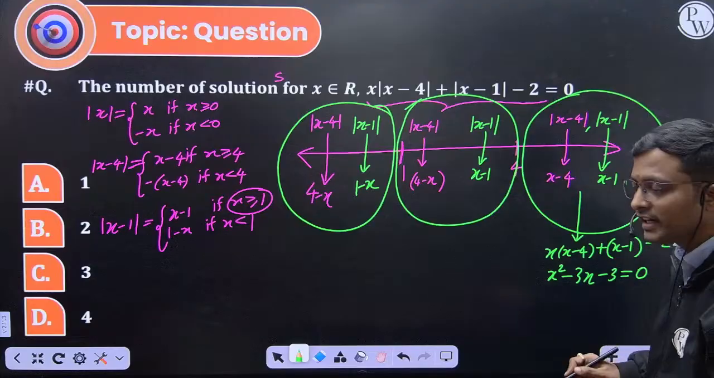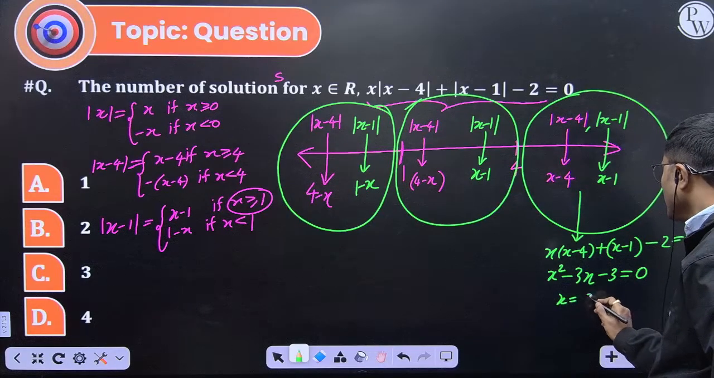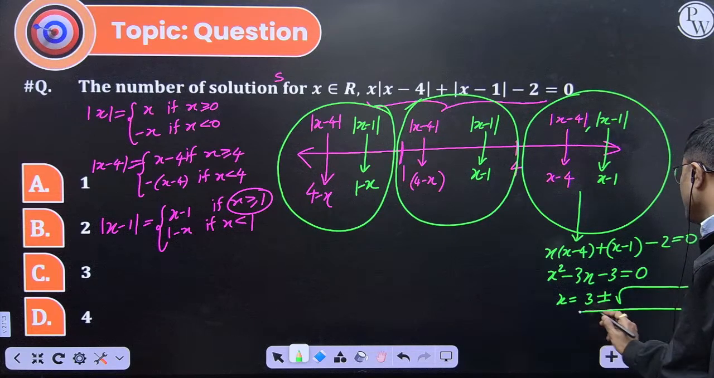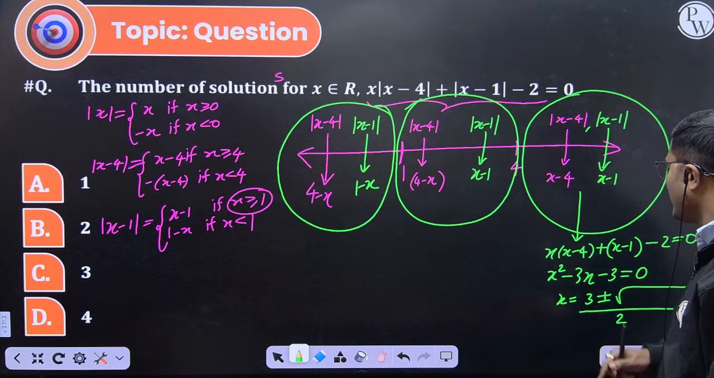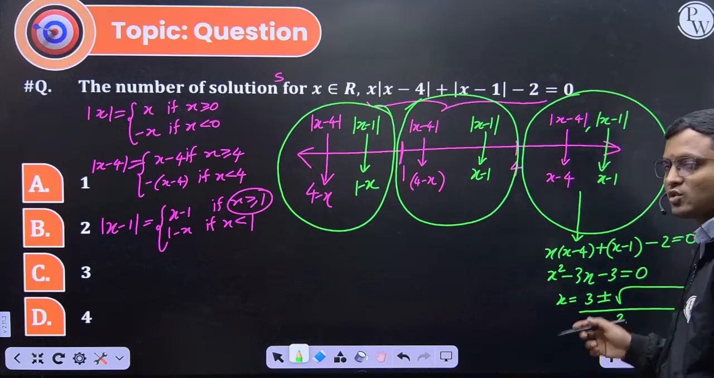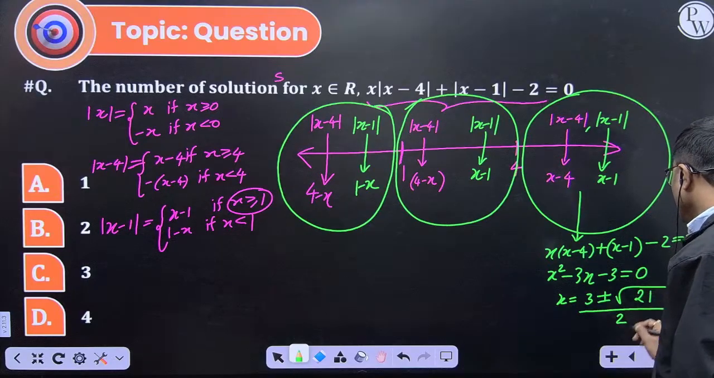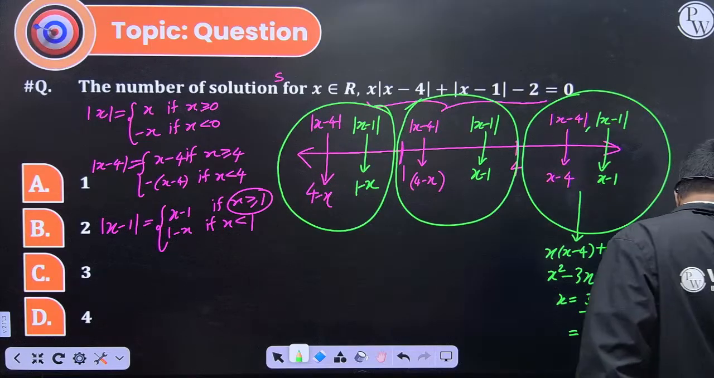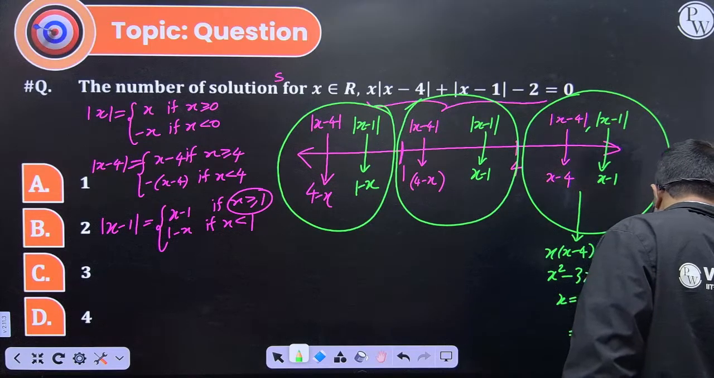So let us use the quadratic formula. What are the x values? 3 plus or minus under root of b square minus 4ac by 2a. b square 9 plus 12, 4 3s are 12, plus 9 is 21. So what are the values we have? 3 plus root 21 by 2, comma, 3 minus root 21 by 2.